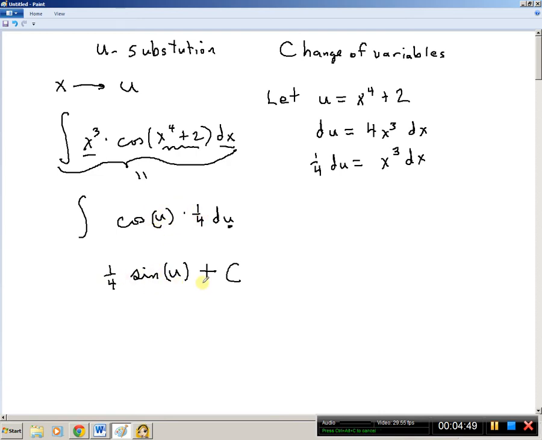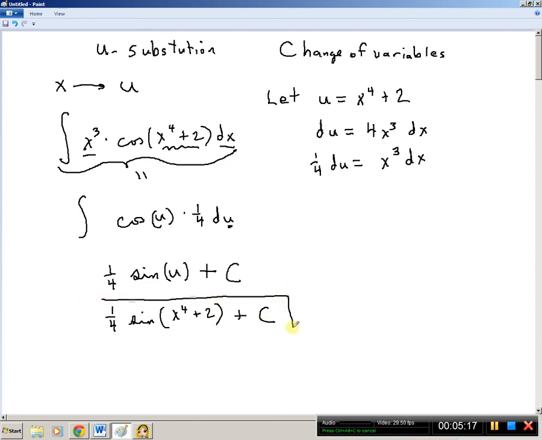So this is the antiderivative, except now that the original problem was stated in terms of x, we do one more thing, and that is we substitute out the u what it's really equal to in terms of x. So we write our final answer as 1/4 sine of x to the 4th plus 2 plus a constant. And that's our final answer.